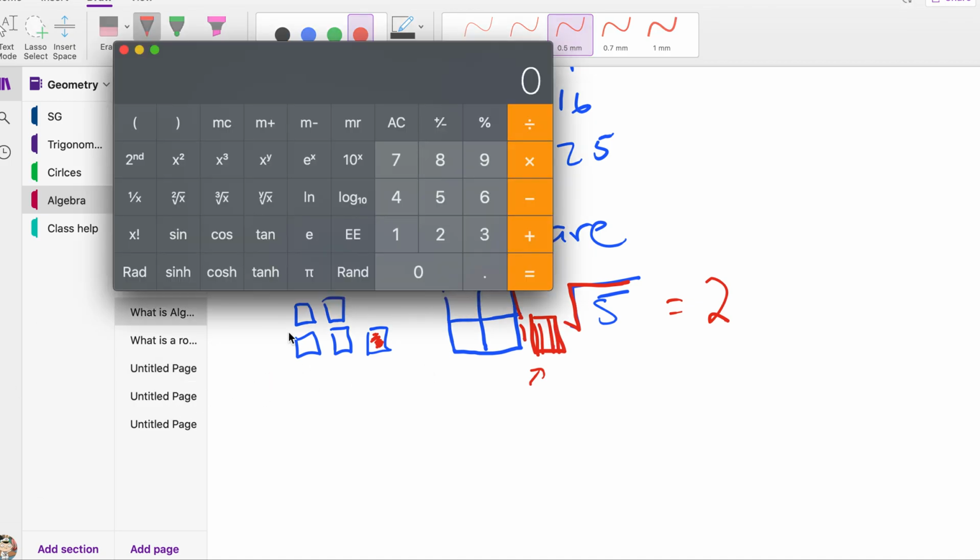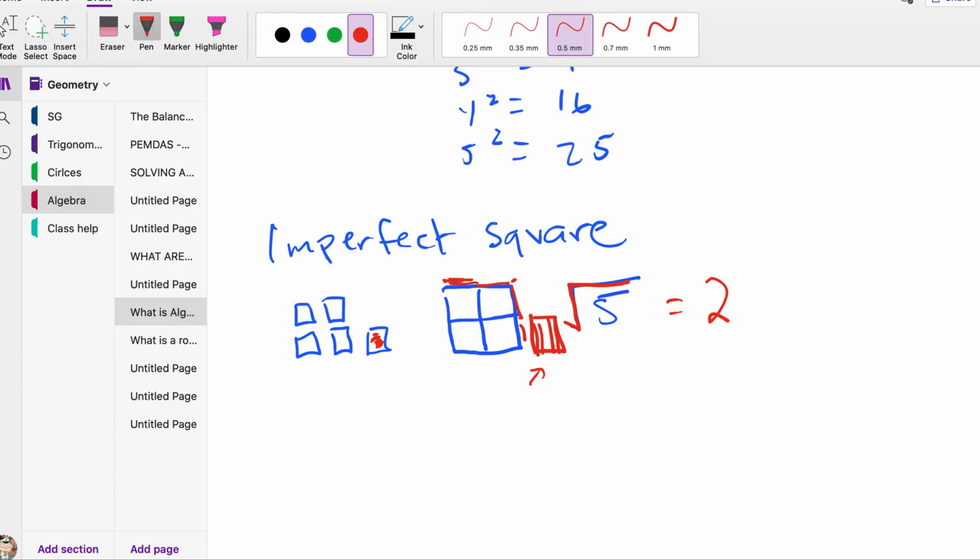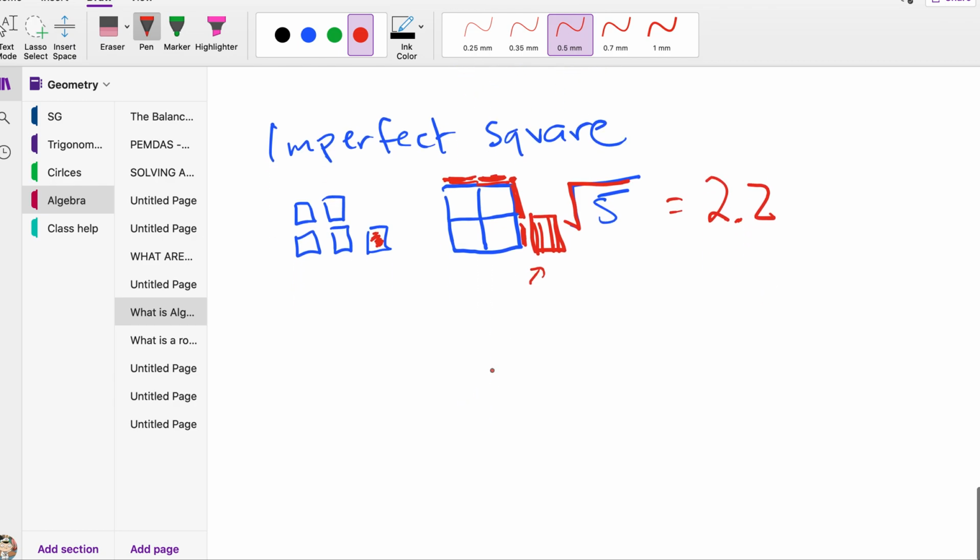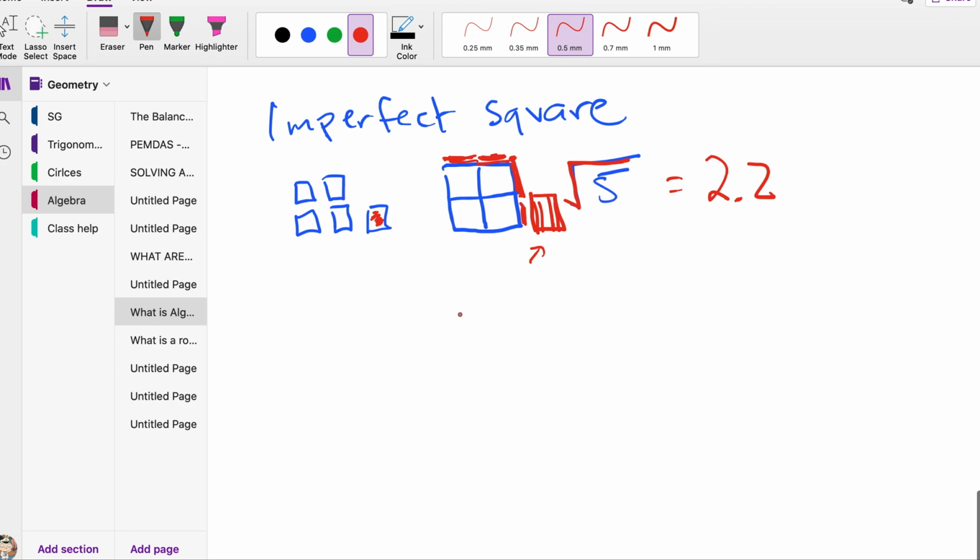So we get that number, and we can use a calculator to find it. It would be, oops, we'd have to get 1. Square root of 5, so it's 2.23. So you have your 2 whole numbers, plus you have 0.2 here, 0.2 here, 0.2 here, 0.2 here, and this little amount. So an imperfect square simply means that we have to take the leftover bricks and chop them into small pieces.